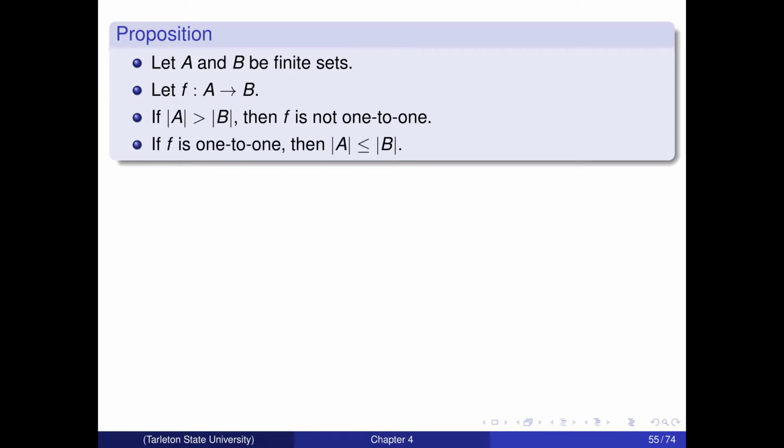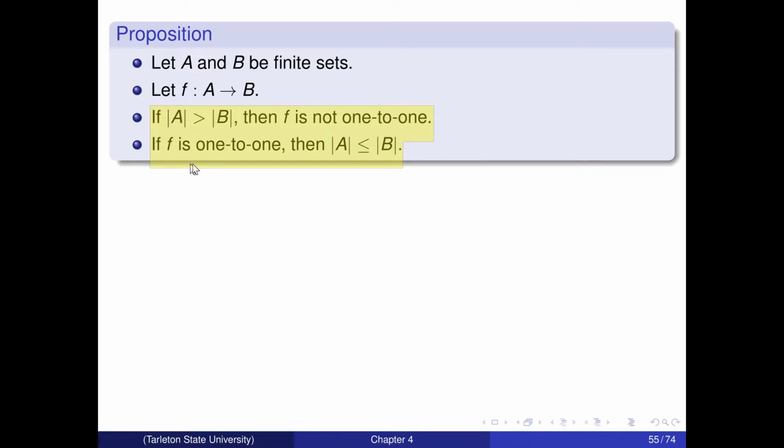So let's reverse the order of the if-then statement. Instead of this saying f is not 1 to 1, this is going to say f is 1 to 1, because we're negating it. And instead of this saying the cardinality of A is greater than B, it's going to say the cardinality of A is not greater than B, which means the cardinality of A is less than or equal to B. So this statement here and this statement down here are completely logically equivalent to each other.